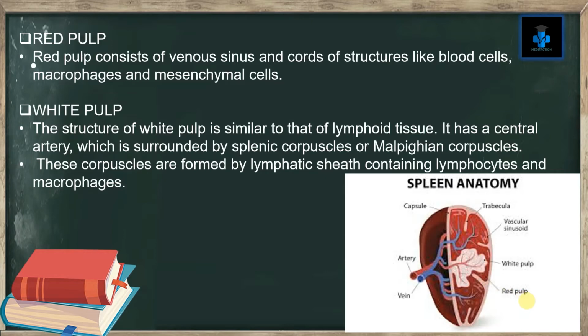The structure of white pulp is similar to that of lymphoid tissue. It has a central artery which is surrounded by splenic corpuscles or Malpighian corpuscles. These corpuscles are formed by lymphatic sheath containing lymphocytes and macrophages. This right here is the white pulp of the spleen. And as I told earlier, this is the capsule, this is the trabeculae, and this forms trabecular network.